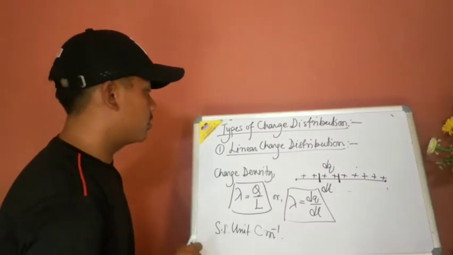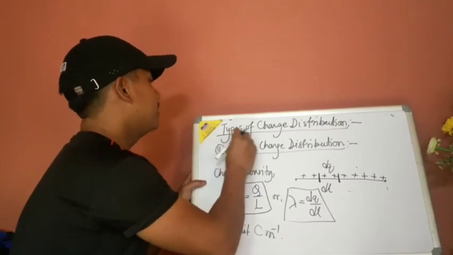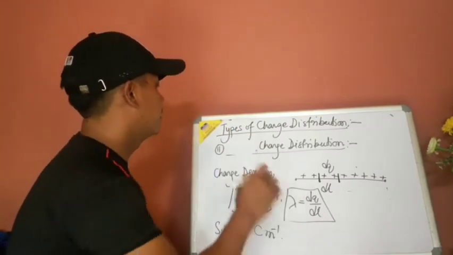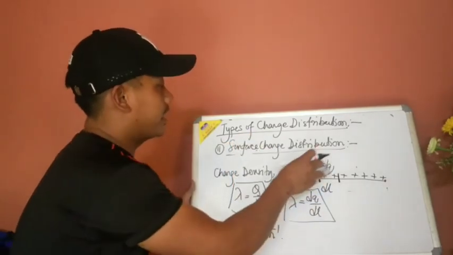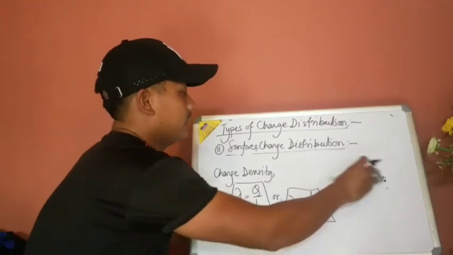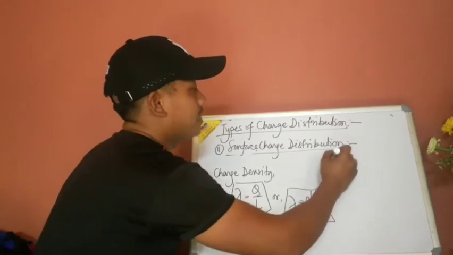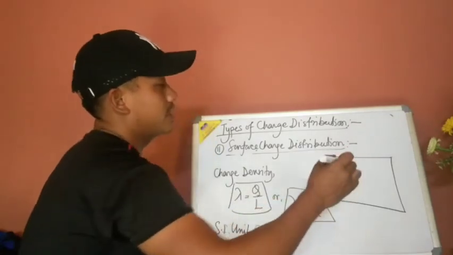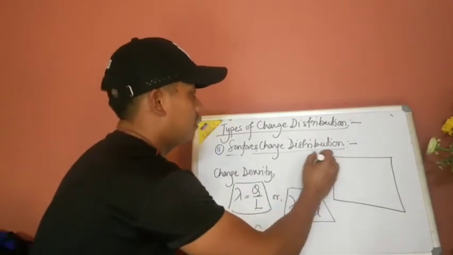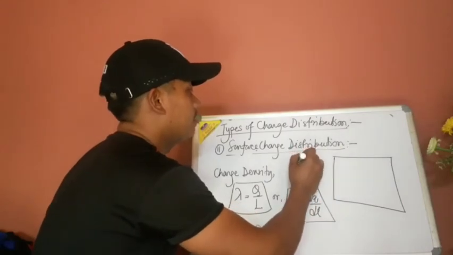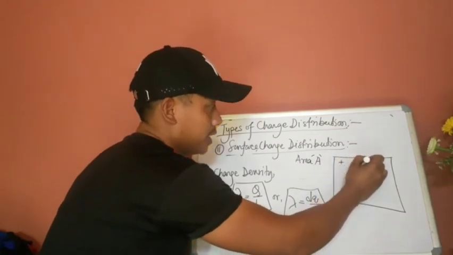Then let us go to the second type. This is surface charge distribution. So instead of taking a one-dimensional body, we will take a two-dimensional body. That means a plane body. Let us say this shape. Then obviously this particular surface will have an area, A, and charges are distributed.